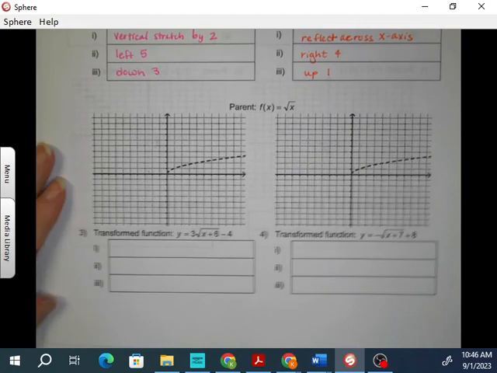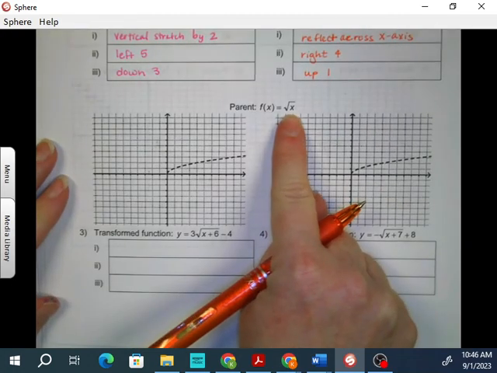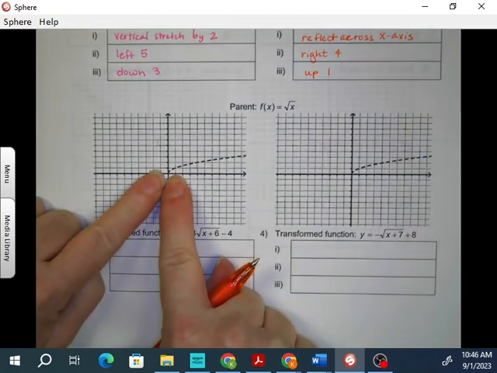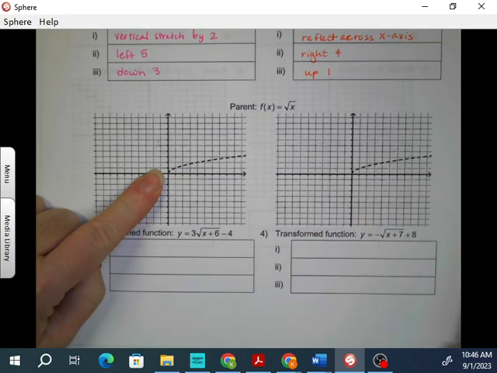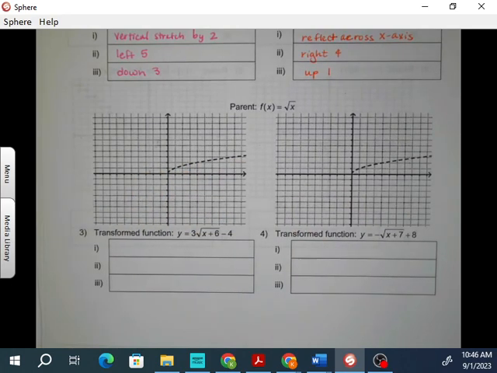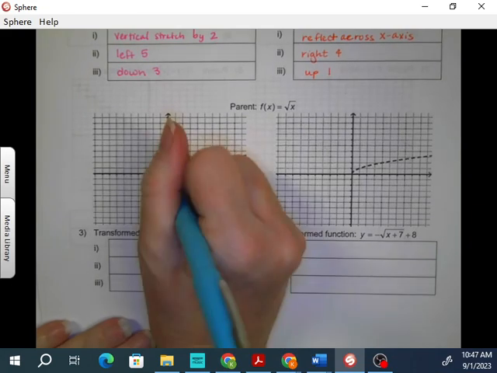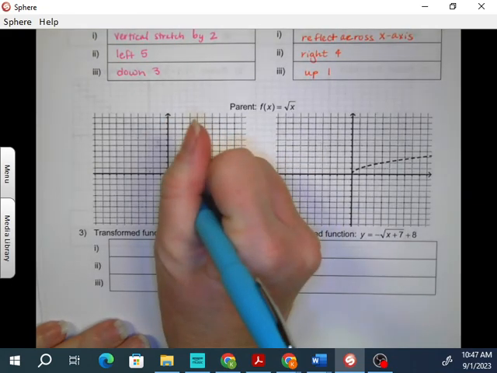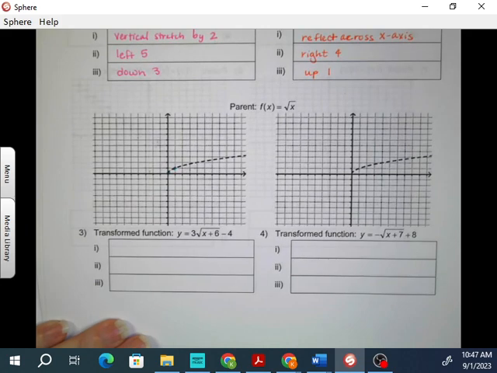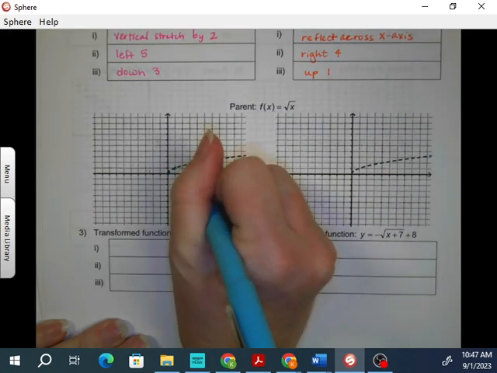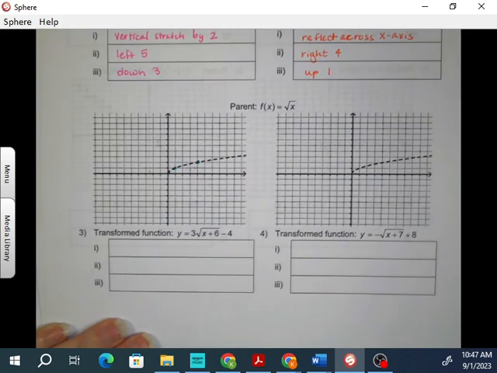New parent function. This is the square root parent function. This is what it normally looks like. It's easiest to transform these if you know some significant data points on the original. On the original square root function, your significant data points are your origin at 0, 0, a dot at 1, 1, and another dot at 4, 2. Those are your significant points. If we know those, then it makes it easier for us to transform this.